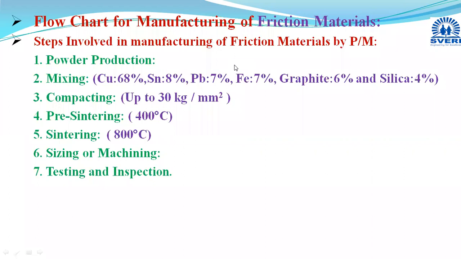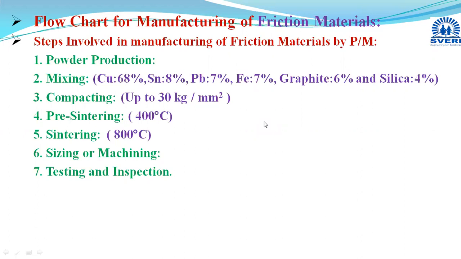Now before moving to the actual manufacturing of this friction material with the help of the powder metallurgy technique, we will try to understand what properties are required in the friction material. We are using friction materials in the brakes. Then what are the characteristics or desired properties in that product?